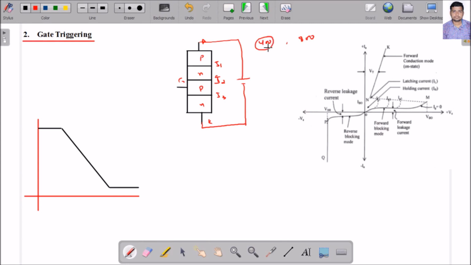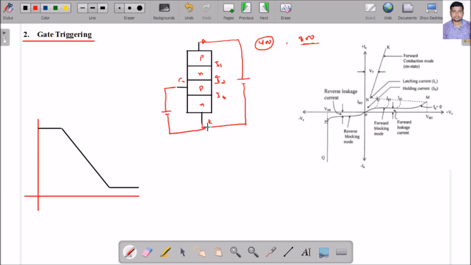So at the normal working voltage of 400 volt, the thyristor is in the forward blocking state only, because if I am not giving any gate signal, I require voltage up to VBO, which is generally very high. Here J2 is reverse biased. So to have conduction of the thyristor, I give a gate supply between gate and cathode.